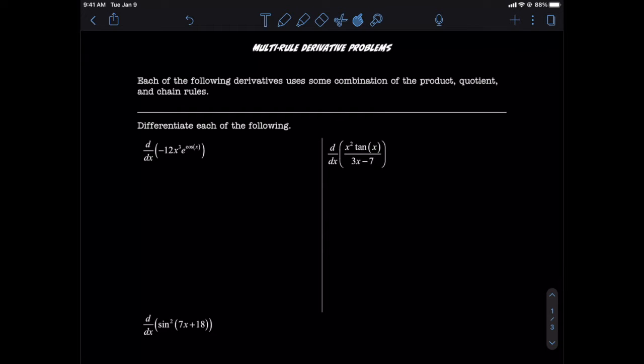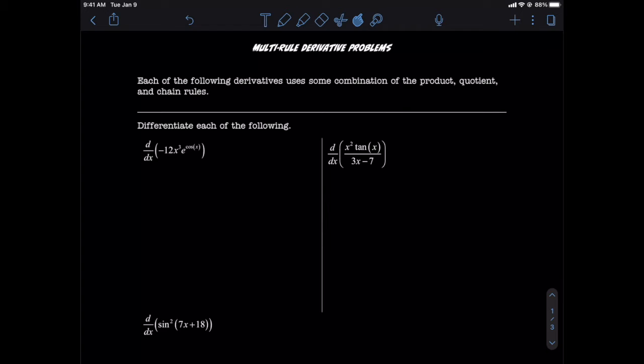The trick to these types of problems is figuring out for yourself what is the overarching rule. Is it a product or quotient rule with a chain rule in it, or is it a chain rule with a product or quotient rule in it? There is a difference, and once you figure that out, the rest is just a matter of following your nose and putting the normal steps into play.